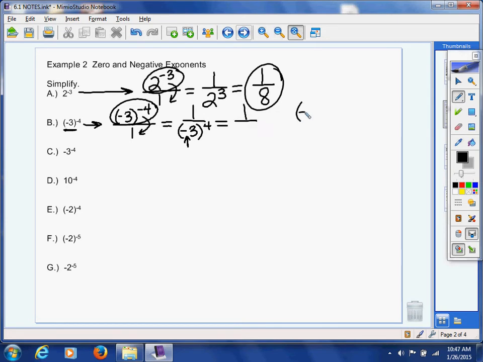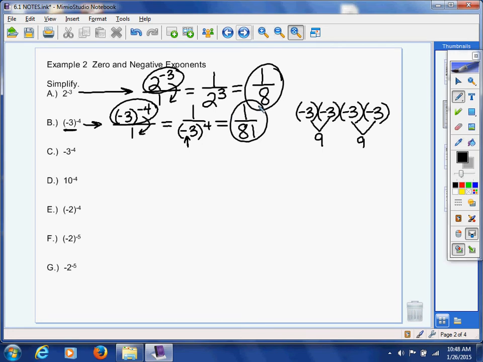So remember, that's really very simply negative 3 times negative 3 times negative 3 times negative 3. It's negative 3 multiplied to itself 4 times. And so let's look at the first 2, which will give you positive 9, and the second 2 give you positive 9. And 9 times 9 is positive 81.